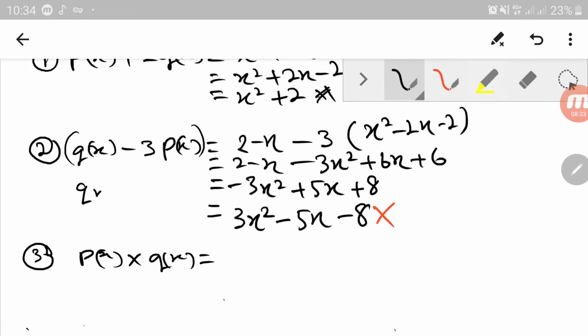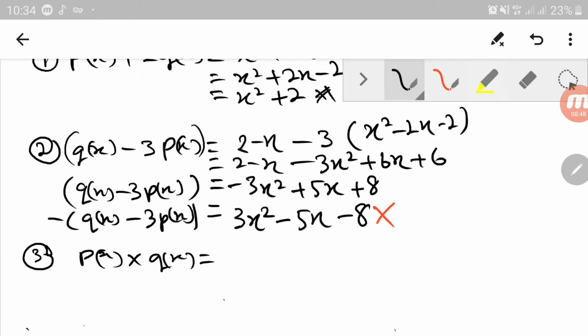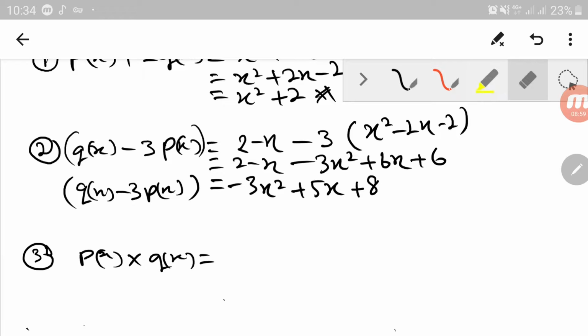So if qx minus 3px, if you multiply everything with minus 1, it means that you multiply the left hand side by minus 1 as well. So if it's this case, then it is correct, but usually it is not. So better don't change. Just leave it like that. Doesn't matter whether the x squared is negative or positive. Just leave it as is.